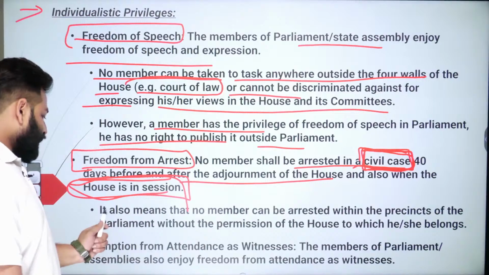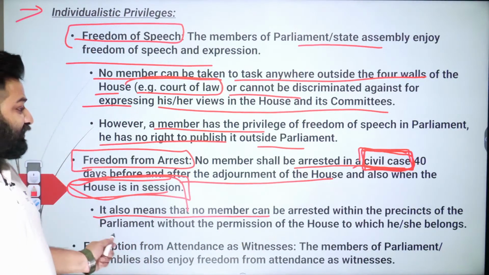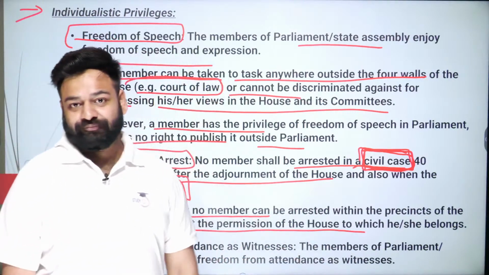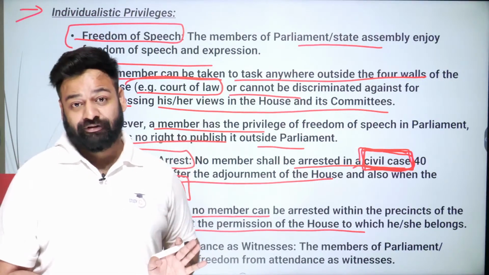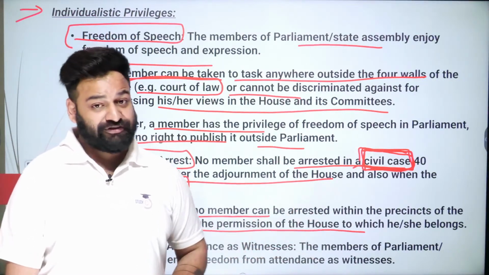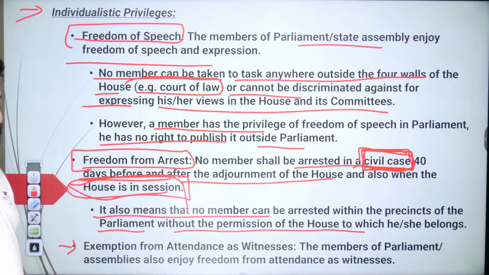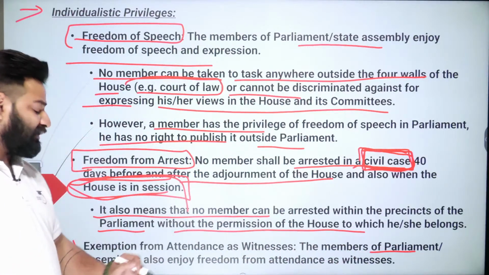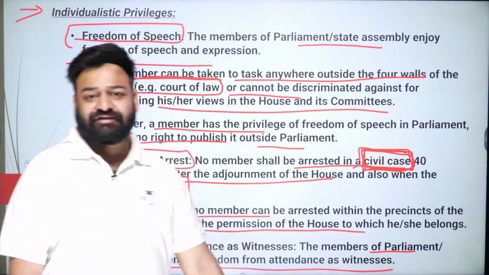Next, it also means that no member can be arrested within the premises of parliament without the permission of the house. Only outside parliament can a person be arrested. Inside parliament, no one can be arrested. Next, exemption from attendance as witnesses. The members of parliament or the state legislative assemblies also enjoy freedom from attendance as witnesses.